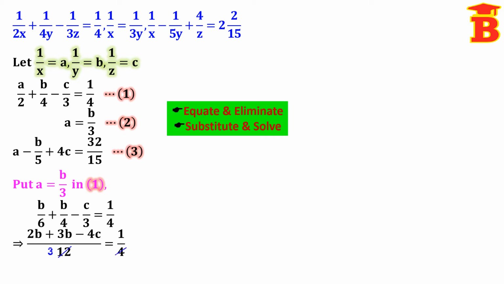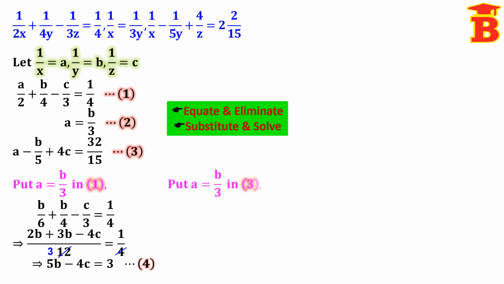Now this denominator we can cancel. Cancel this 4 and 12, 3 times. The next step, this 3 cross multiply to the right side. Left side we have 2b plus 3b, that is 5b minus 4c, equal to, this 3 cross multiplied, 3 into 1, 3. Take it as equation 4.